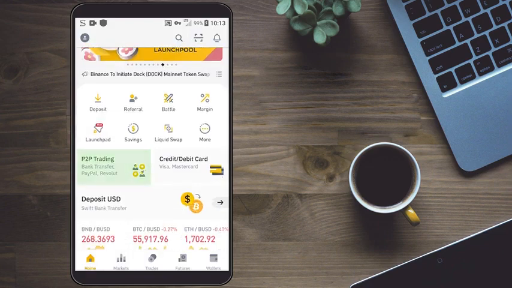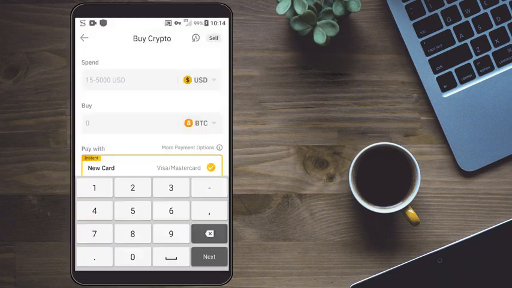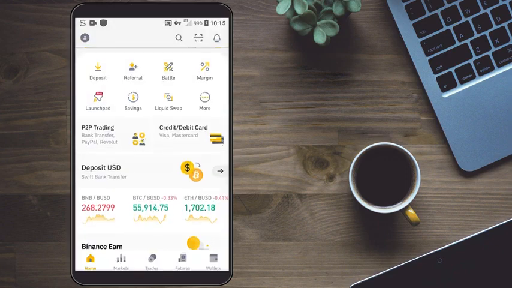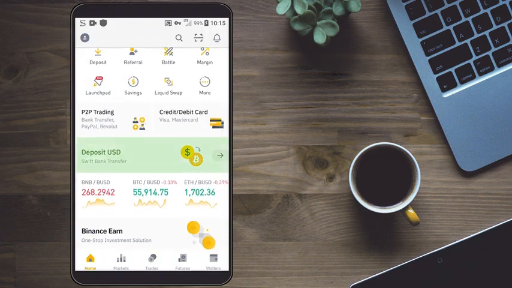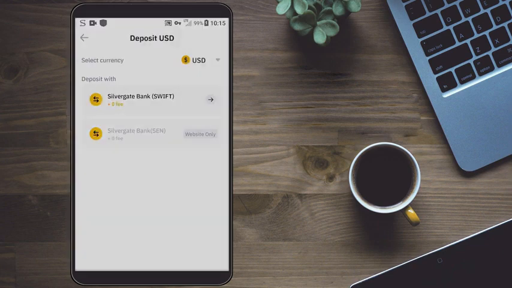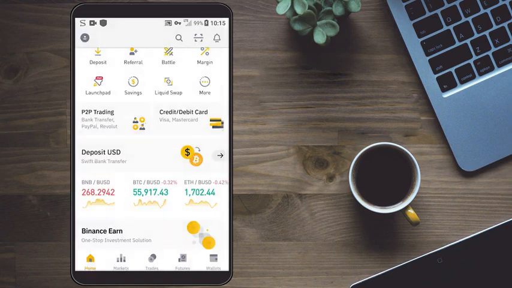Here we have P2P trading, which is peer-to-peer trading. I'll explain it later in Trades tab. Here in Credit Debit Card, you can easily buy coins with the help of your Visa or MasterCard. Getting back to Home tab, here you can deposit into your account through SWIFT bank transfer or SEPA bank transfer. Please pay attention that for depositing you may see different kinds of transfer here based on the country that you live in. Let's get back to Home tab.